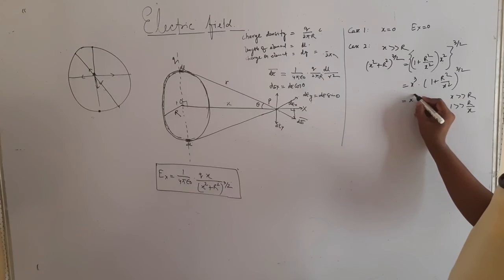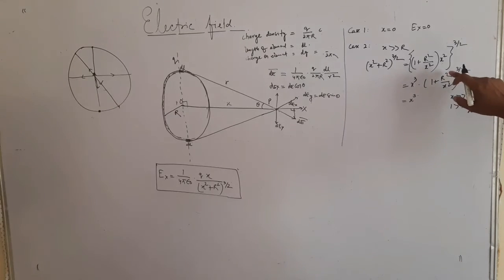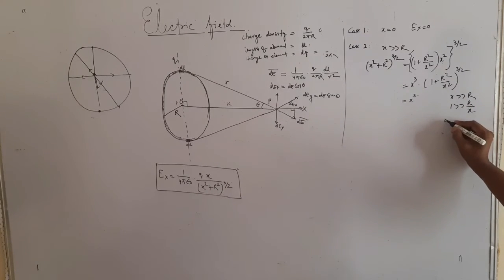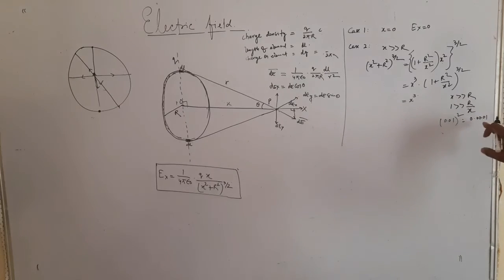have the value x cube, because r square upon x square will become, like suppose if r by x is less than 1, you know those quantities between 0 and 1, just like 0.01. So if you square it further, this will become 0.0001. It just decreases further. So this quantity you can ignore in this condition. So you will have only x cube.